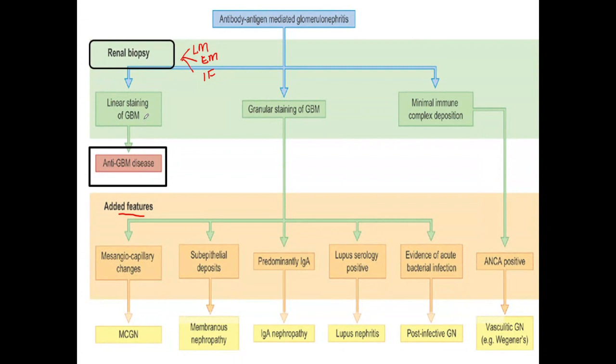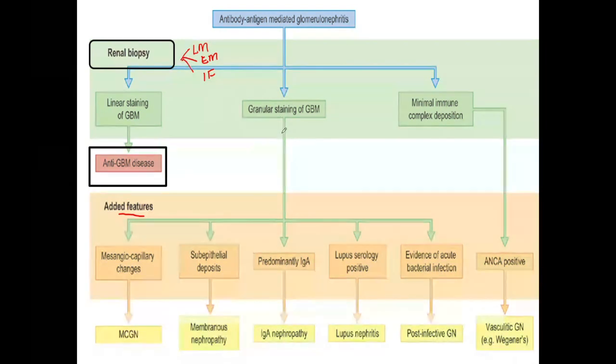So let's say there is a linear staining of the glomerular basement membrane. It's kind of straightforward, and most probably you should think of anti-glomerular basement membrane disease. Anyways, you also see a linear pattern in diabetic nephropathy as well.